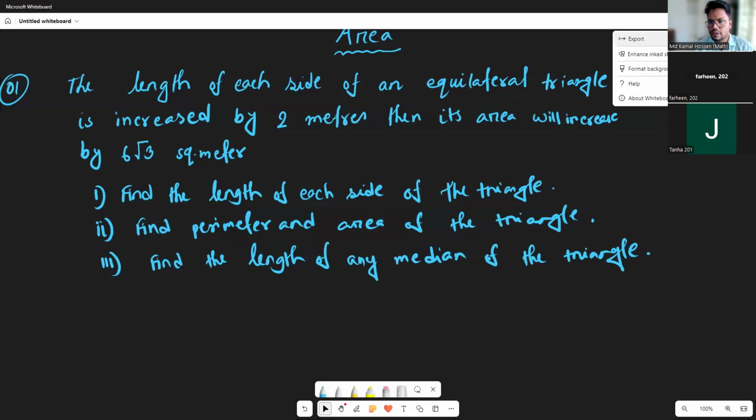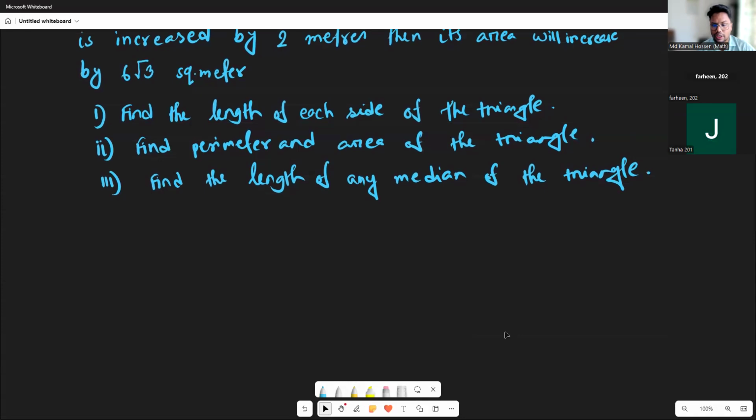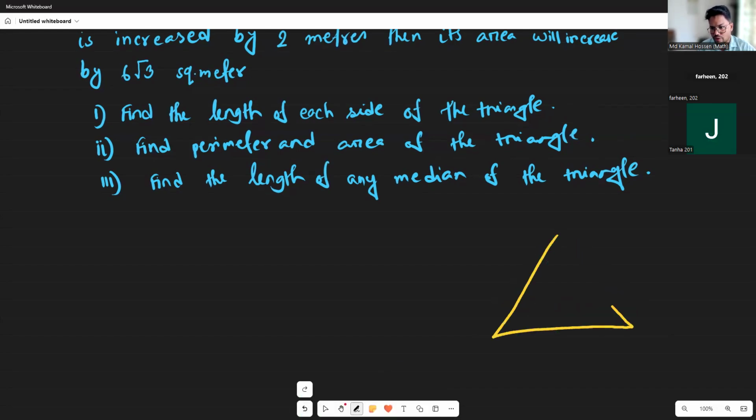So first of all, this information is given from an equilateral triangle. So we have to draw a triangle properly. Suppose this is an equilateral triangle. What is the condition of an equilateral triangle? All sides are equal. Yes, all sides are equal.